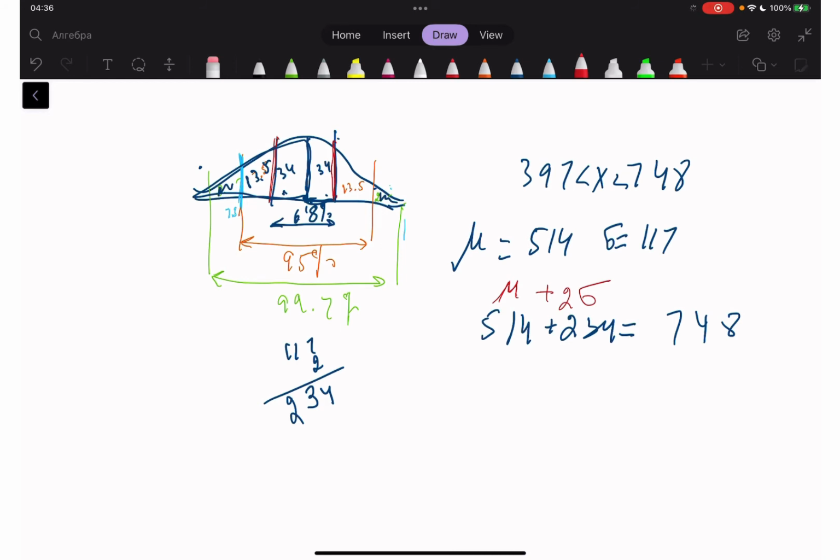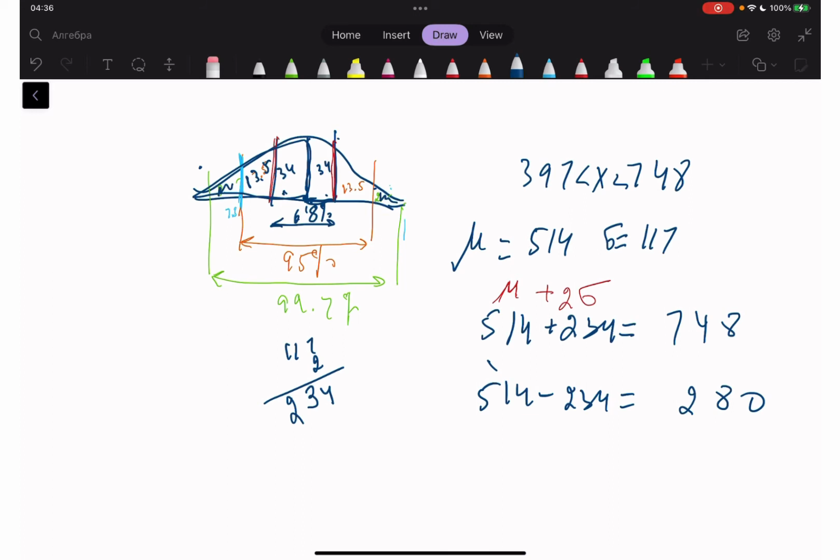Now let's subtract 2 standard deviations, which is going to be 514 minus 234. It's going to be 280. Okay, we got too low.